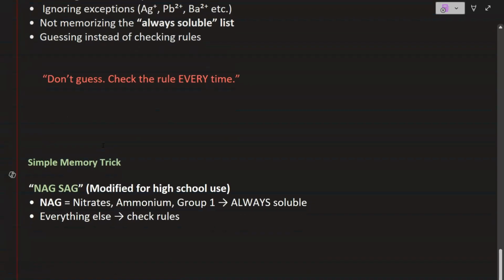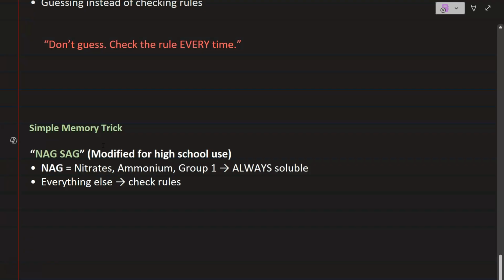Now here is a simple memory trick that sometimes I share, and here it is, NAG SAG. So NAG is basically nitrates, ammonium, and group 1, which are always soluble. That's what that is. And everything else, you check the rules. So at least you know the first part of it.